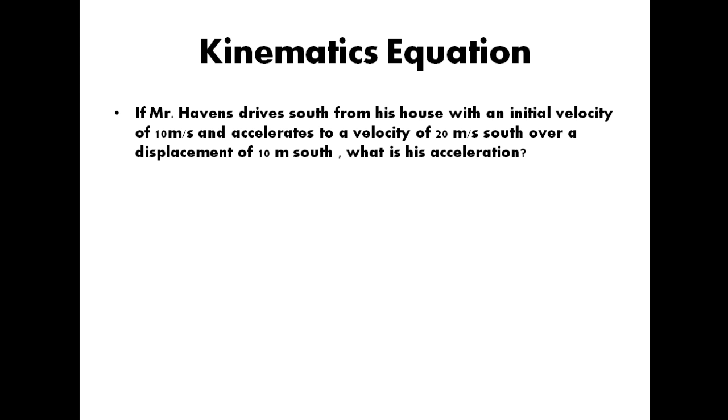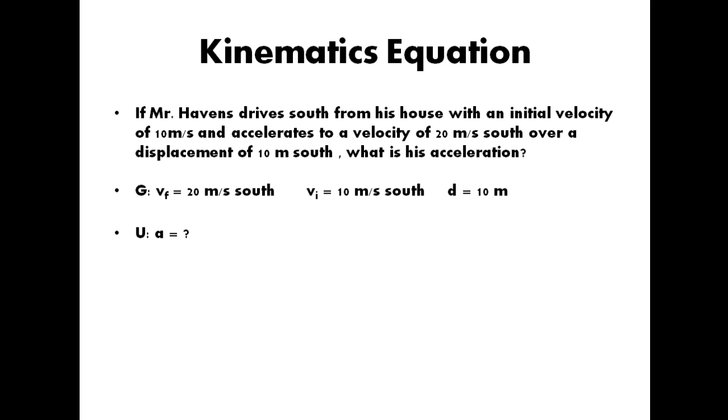We're going to do an example with that. So if Mr. Havens drives south from his house with an initial velocity of 10 meters per second, say north, since I didn't put in a direction, I apologize again, and accelerates to a velocity of 20 meters per second south, so I guess our 10 meters per second should be south to keep it the same, over a displacement of 10 meters south, what is his acceleration? So my givens are my final velocity is 20 meters per second south, my initial velocity is 10 meters per second south, and my displacement is 10 meters south.